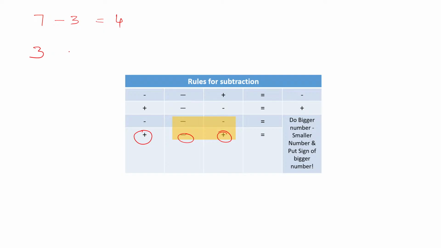Similarly, if it was 3 minus 10, so what we have to do? From the bigger number, we have to subtract the smaller number and put the sign of the bigger number. Okay, so 10 minus 3 is 7, but 10 is negative, so put the negative sign. So this is the logic behind the sign conventions related to subtraction.